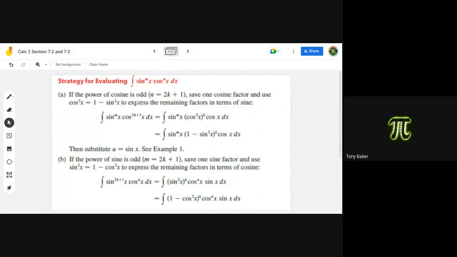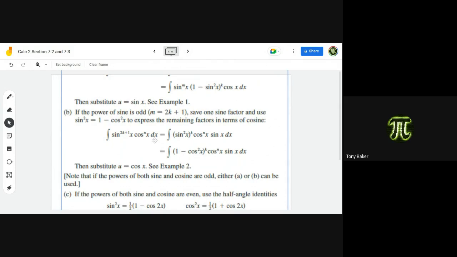So if the power of cosine is odd, I'm going to do the exact opposite. I'm going to pull out my cosine. That's going to be my u, and all the rest of them go to sine. If sine is odd, that's what we just did there. We pull out the one sine, change everything to cosines, and that one sine that's left over is going to be my u or my du. And the reason is because if I have them even, I can use my Pythagorean identity.